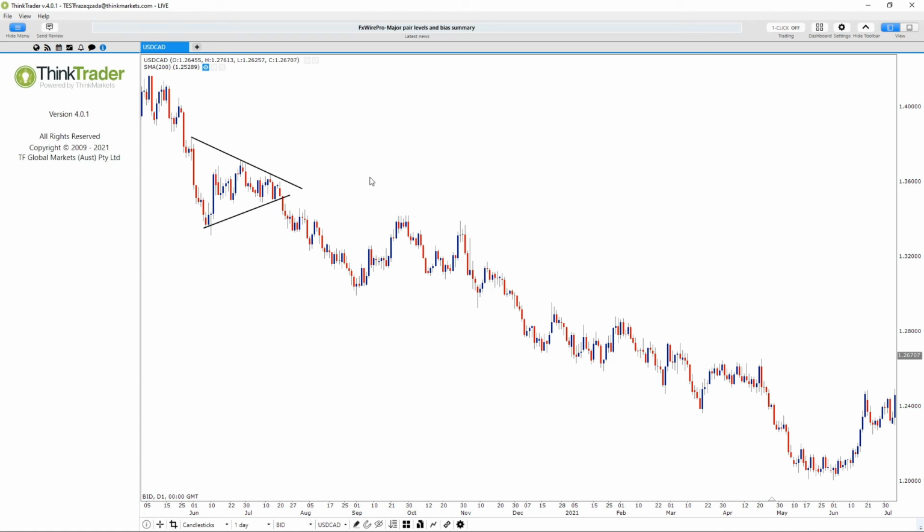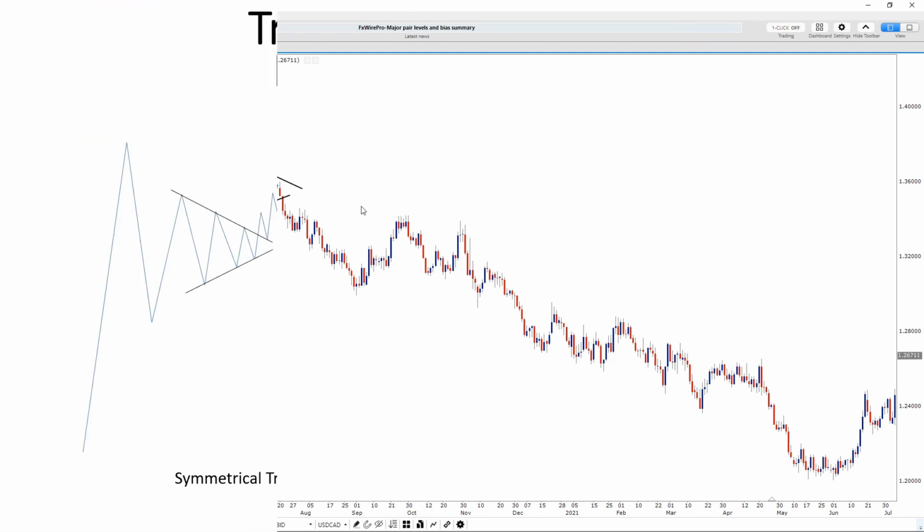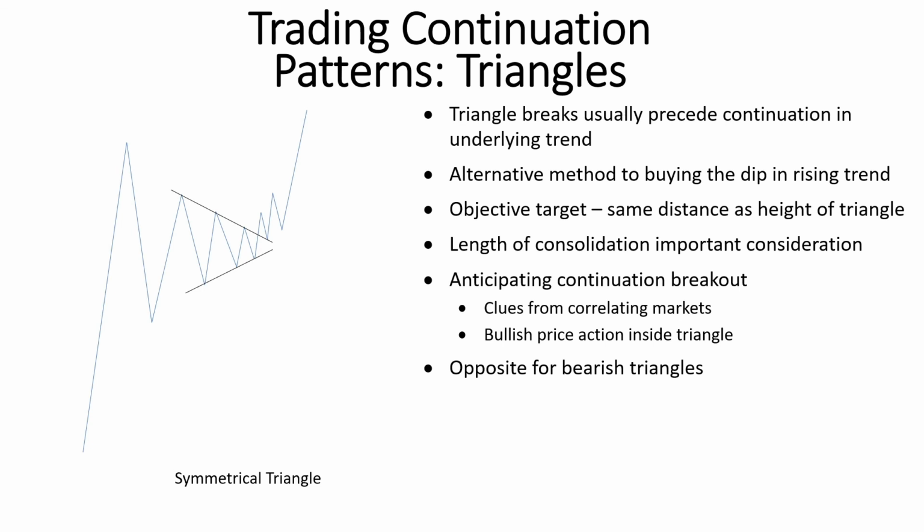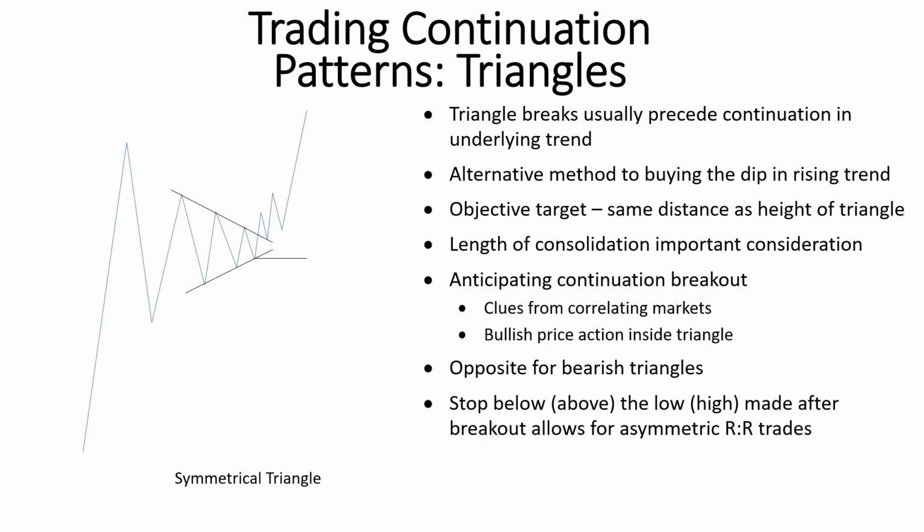In the case of a triangle breakdown in a downward trend, the stop loss would need to be above the high made that led to that breakdown. Whereas in the case of a bullish breakout, the stop loss would ideally be placed just beneath the low made that led to that breakout.